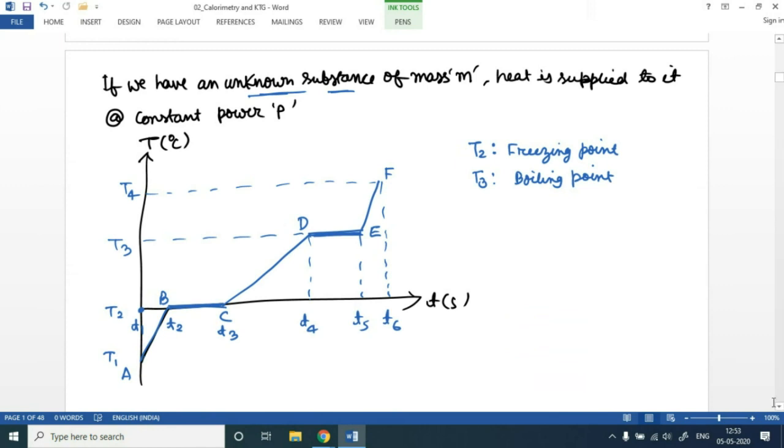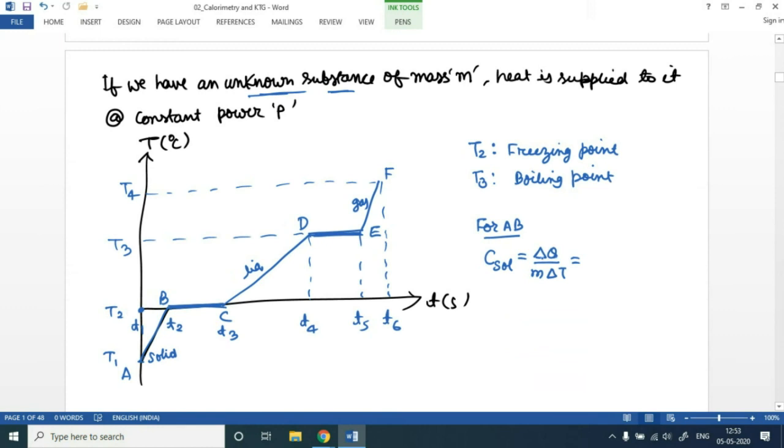So let's work one by one. For part AB, you can clearly see that AB must be the solid phase, this part is the liquid phase, and this is the gas phase. From here to here, you can see that the temperature of the solid is rising from T1 to T2. So if we want to find the specific heat capacity of the solid phase, according to the formula that would be delta Q upon M delta T.